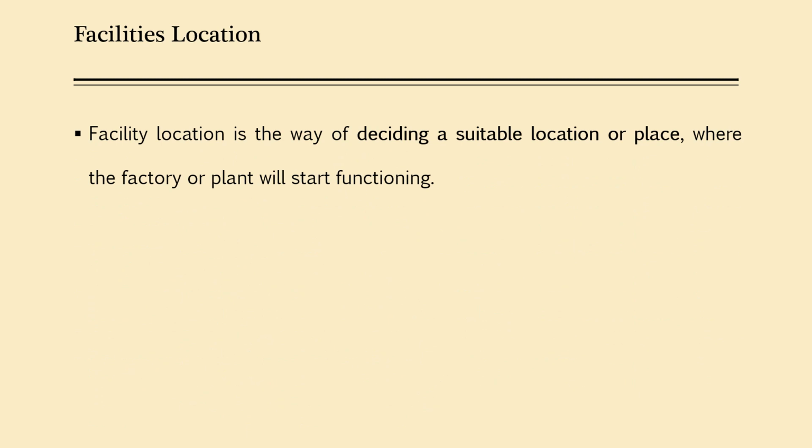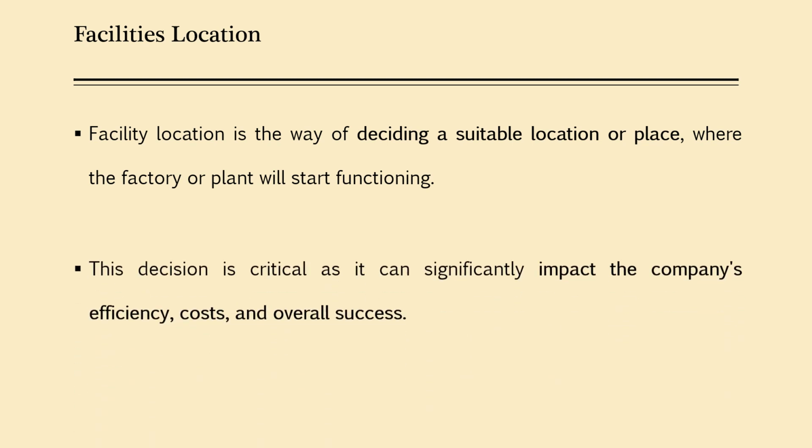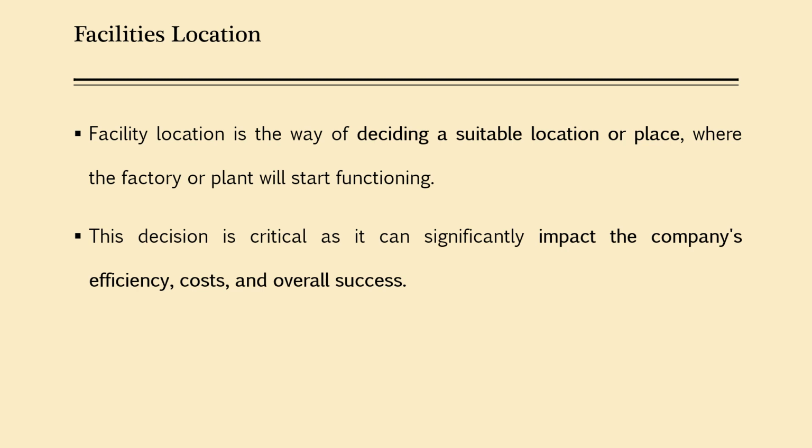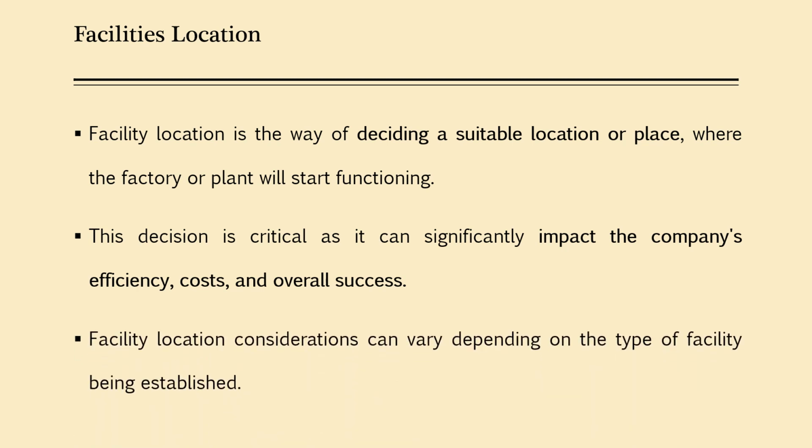Facility location is the way of deciding a suitable location or place where the factory or plant will start functioning. This is critical as it significantly impacts the company's efficiency, cost, and overall success. Facility location considerations can be varied depending on the type of the facility being established.